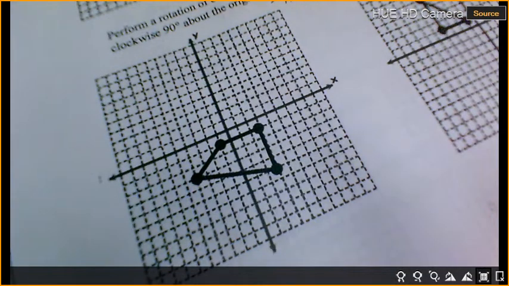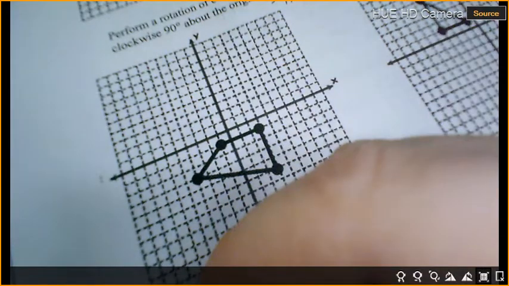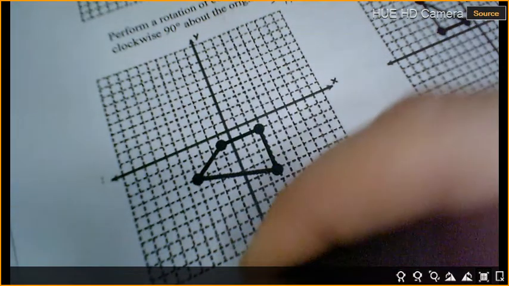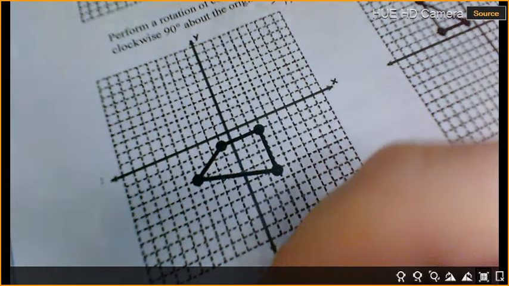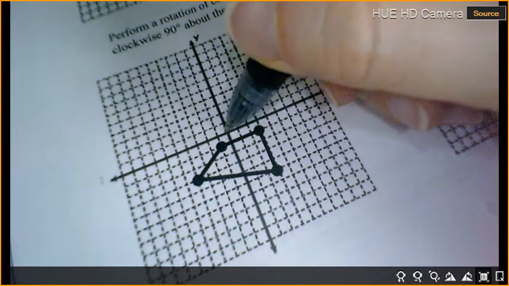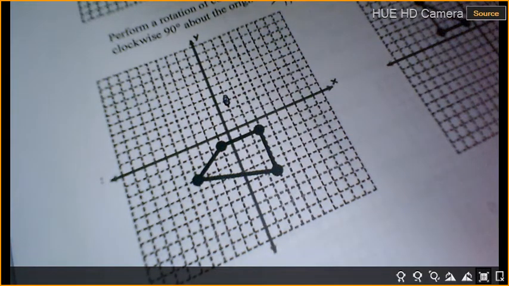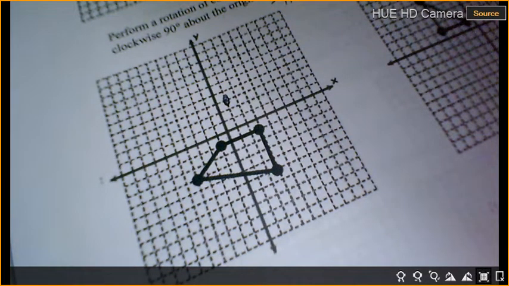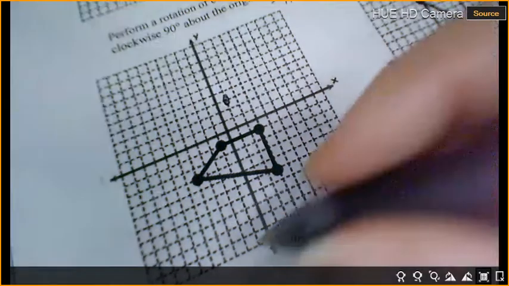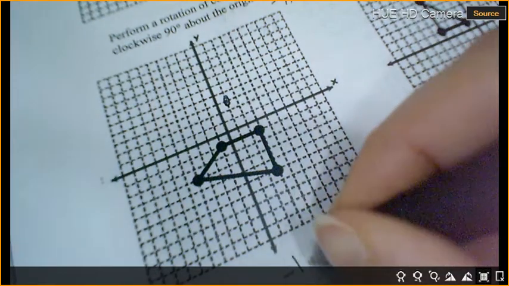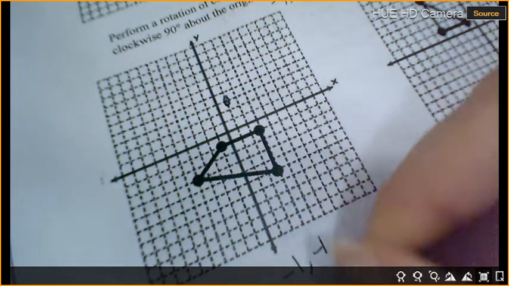So I like to write it down. I like to write down the points. So instead of 3, -1, I'm going to be at 1, 3. So I'm going to go over 1, up 3. No, that would not be a rotation of 90 degrees clockwise. Both of these wouldn't change. It's -y, x. Okay? Instead of -1, -1, it becomes 1, -1.